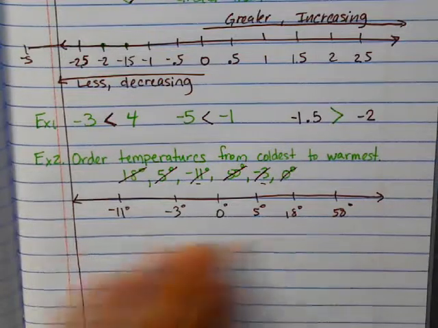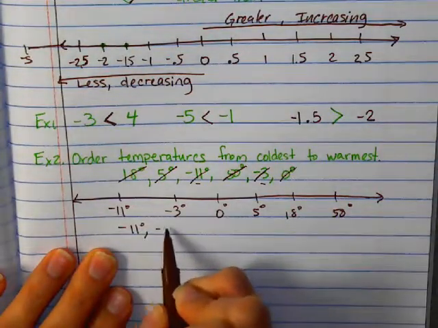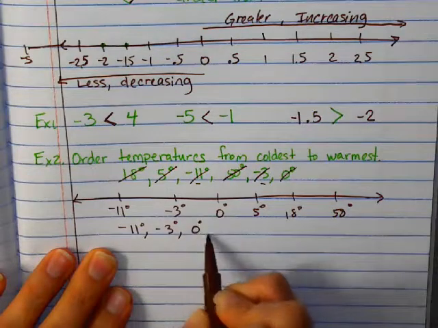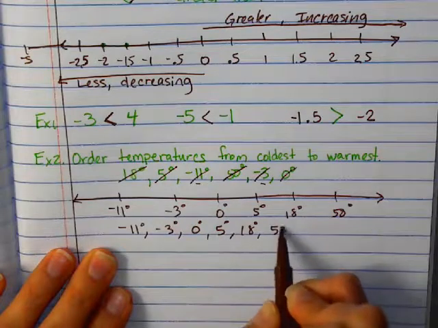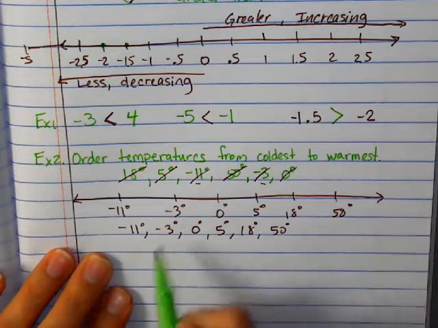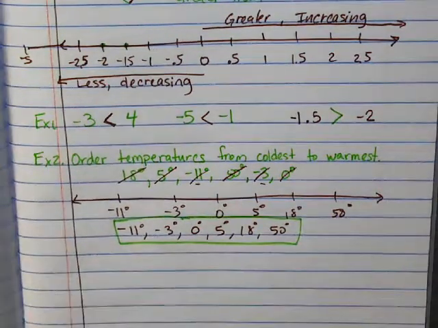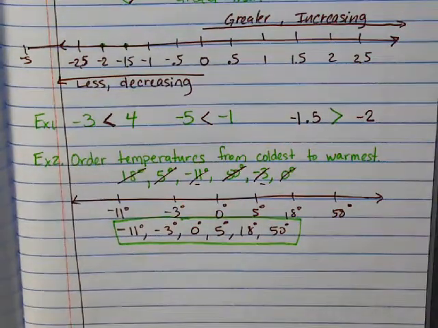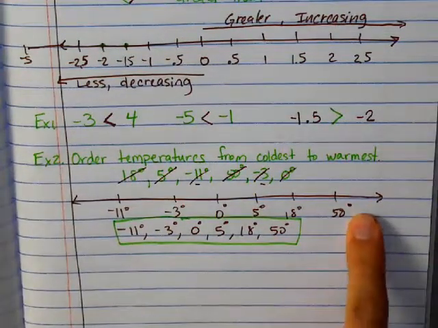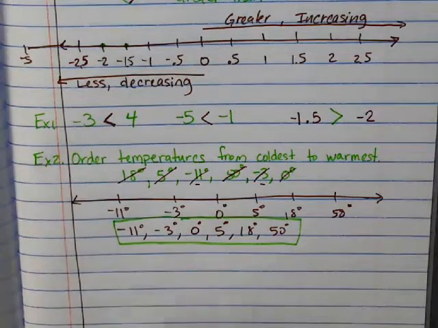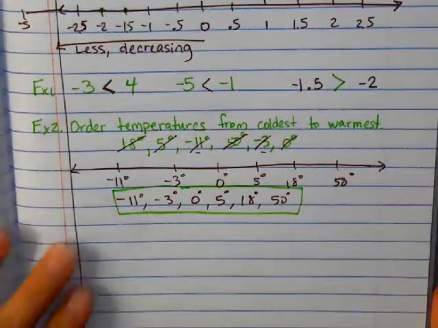So if you're asked from coldest to warmest, you're going to list it negative 11 degrees, negative 3 degrees, 0 degrees, 5 degrees, 18 degrees, and 50 degrees. So there's my final answer. And if they had asked you to list them from warmest to coldest, well, it's already on the number line for you. So now I would just list them from right to left. It's already in order. All right, so let's take a look at when we compare or order decimals.